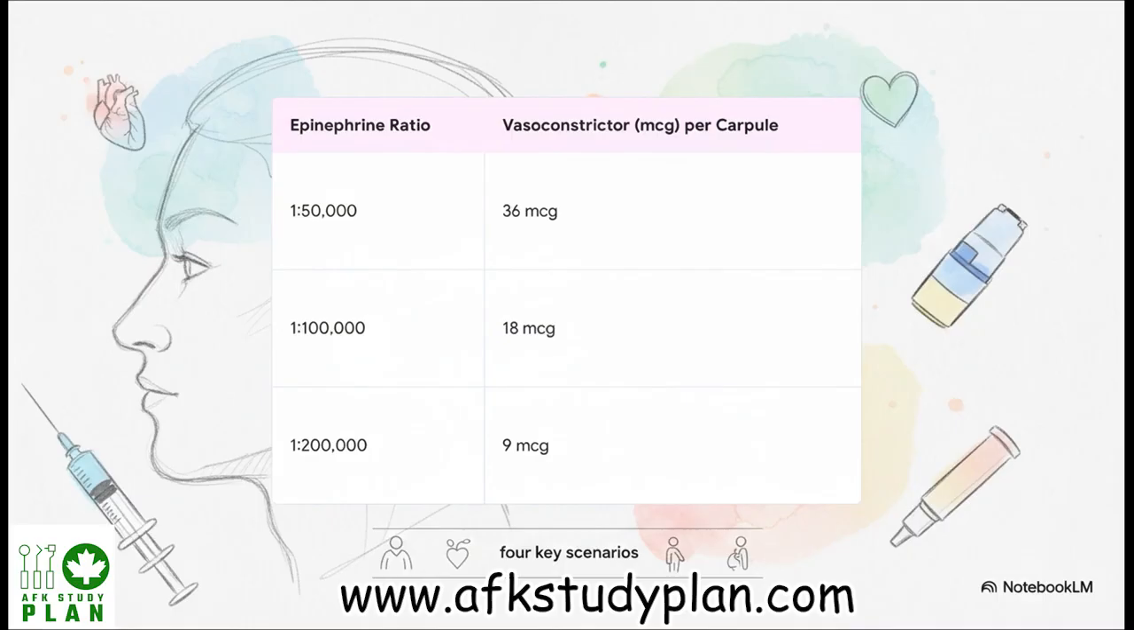We do the exact same thing for epinephrine. Your baseline to remember is that 1 to 100,000 has 180 micrograms. From there, you just follow the pattern. If you double the dilution to 1 to 200,000, you cut the epinephrine in half, down to 9 micrograms. If you make it more concentrated at 1 to 50,000, you double the amount to 36 micrograms. See the pattern? It's simple.